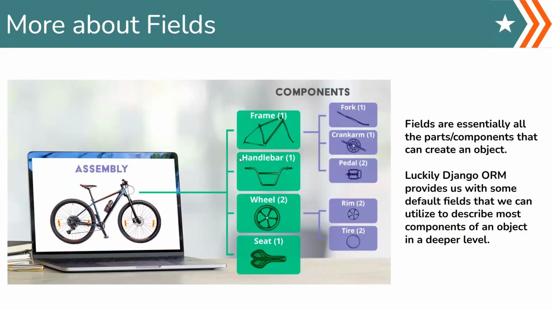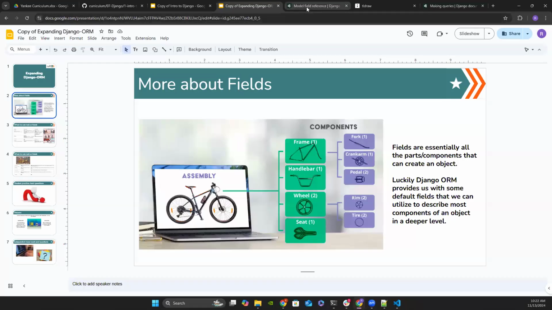So the fields themselves, essentially think of your fields as components and the model itself being the bicycle, right? So fields are essentially all parts or components that can create an object. Once again, we are working with Python. Django is a Python-based framework, so it uses classes, very similar to OOP, where you create your data members. Those are what your fields are. So Django ORM provides us with some default fields that we can utilize to describe most components of an object.